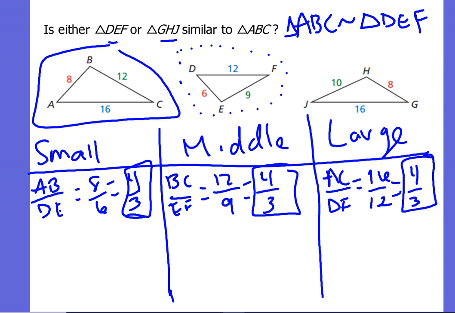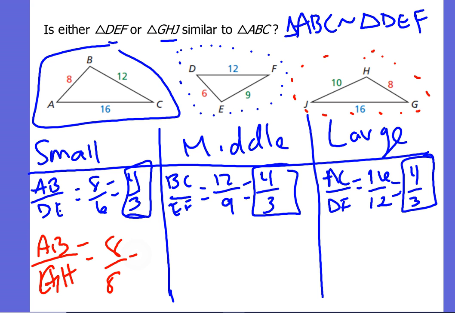So now I will do the exact same process, but I'm going to focus on this triangle now, GHJ. So I will compare the small side. So AB is to GH, to stay consistent. And so that is 8 over 8. Well, that equals 1. You should hopefully at this point start to notice that we're going to have an issue here, but let's continue and go on just in case.